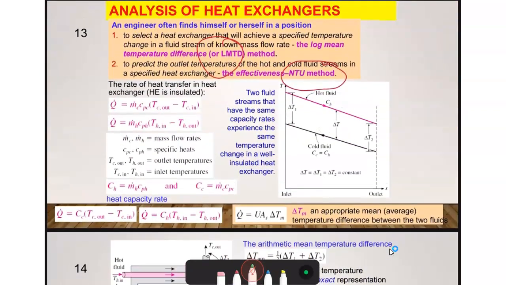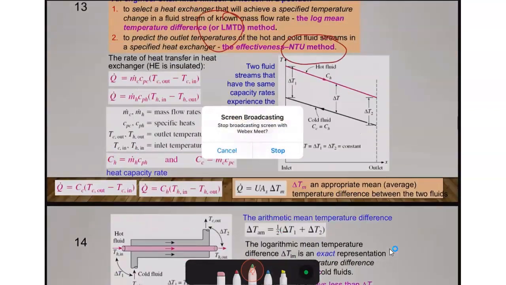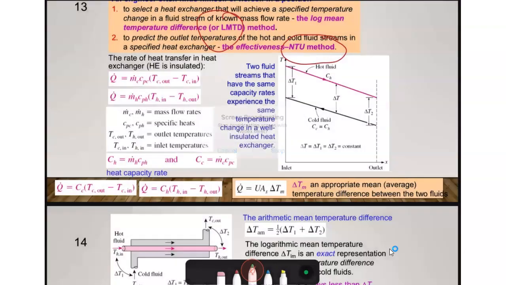Okay, the next one is analysis of heat exchangers. There are two ways to calculate it. We have the LMTD method, log mean temperature difference, and the other one is the NTU method. To calculate it, we will go to the next chapter later on. Okay, thank you.